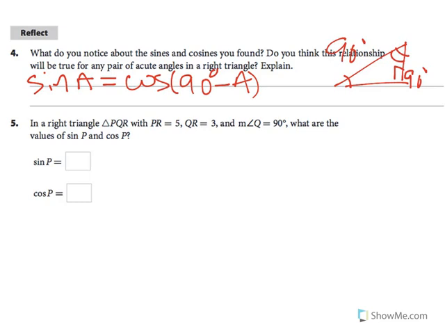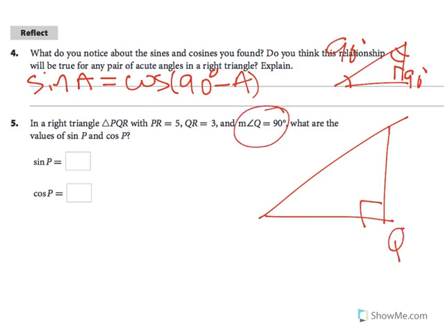Okay, so then let's go to example 5. In a right triangle PQR, let's draw our right triangle. We're given that angle Q is 90 degrees, so this is angle Q, and we can label that P and that R. We're given that from P to R is 5, and from Q to R is 3. What are the values of sine P and cosine P? We need to look for this side first, so we can use the Pythagorean theorem to solve for x.